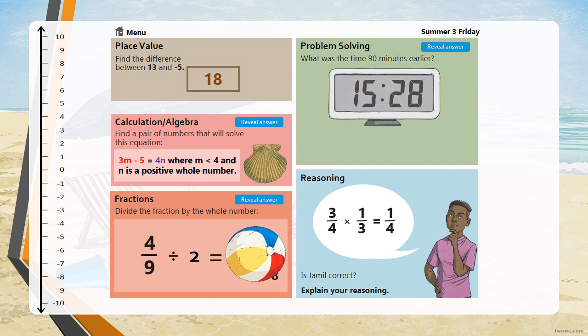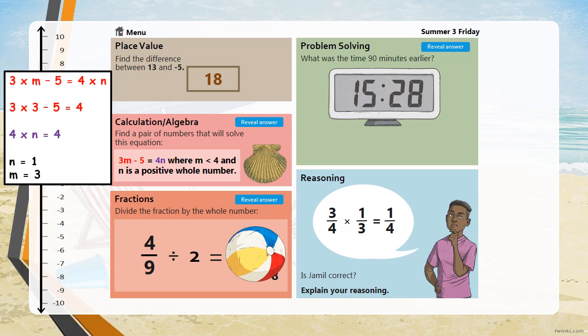Number 2, calculation and algebra. So I'm going to try my best to explain this without drawing lots of things, because I'm not that tech savvy yet, so I can't yet draw and show you exactly how to work this out. So I'm going to try my best by explaining it. The way to solve this, we know that 3m minus 5 is equal to 4n, and I've color coded each section to show us which part we're working on.